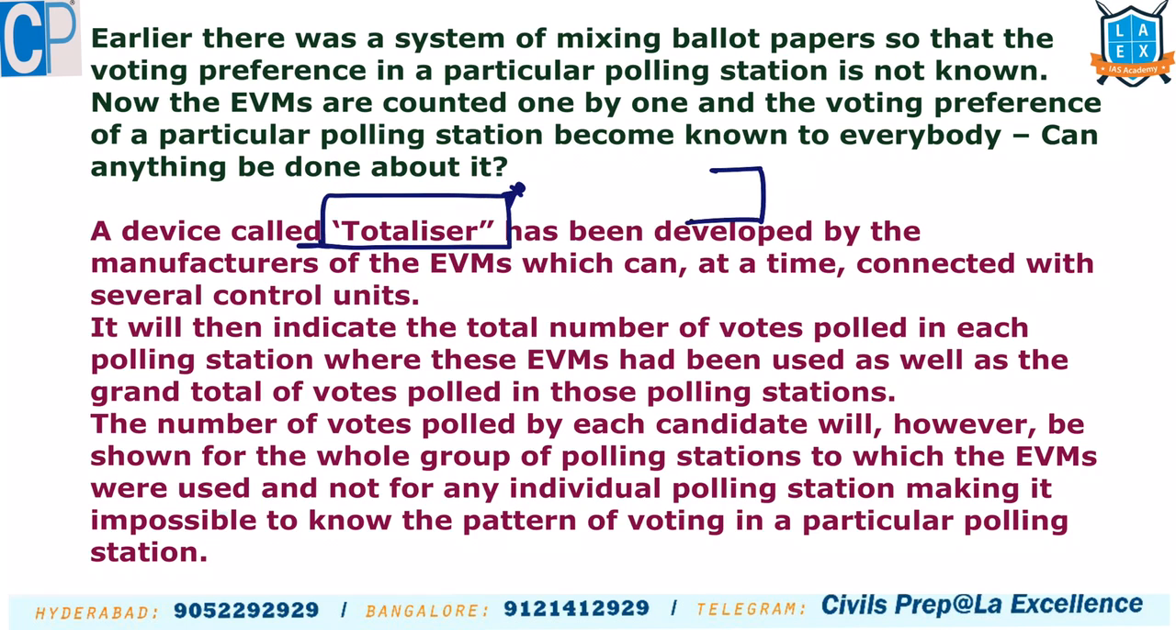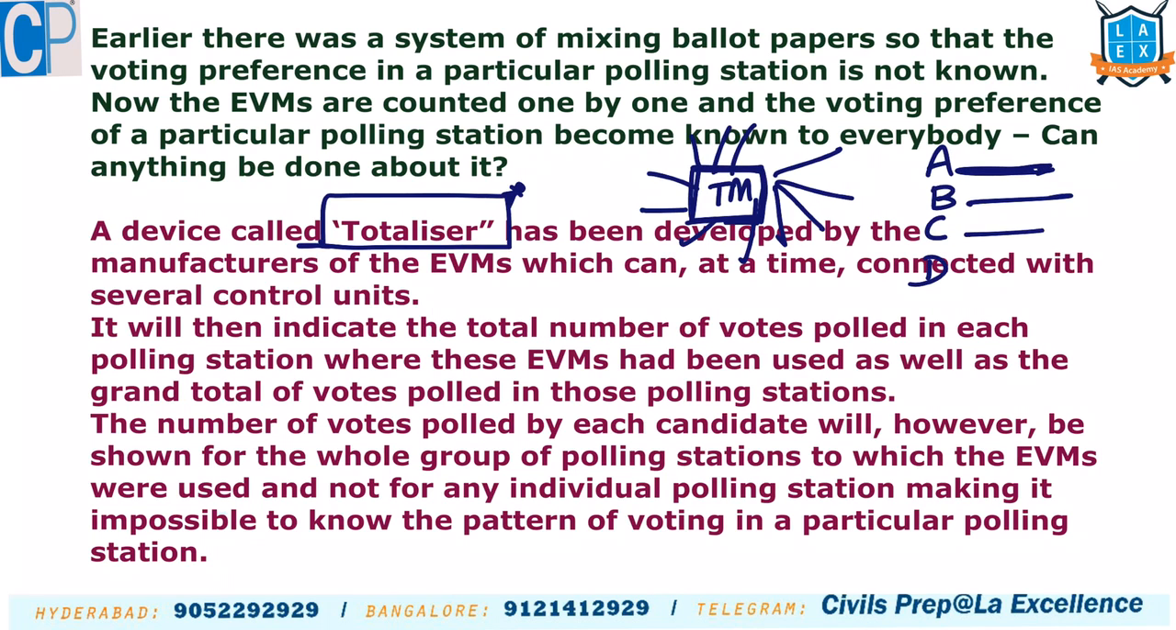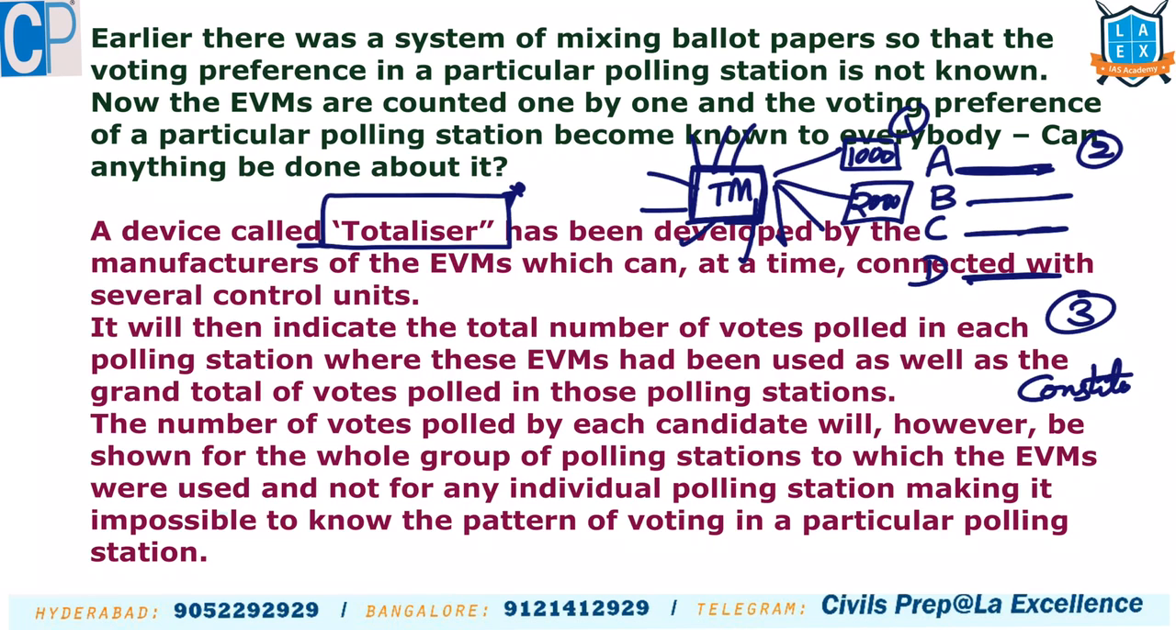This is the Totalizer Machine. To this machine, all the control units of a particular constituency can be connected, and at a time, all the votes polled for a single candidate, A, B, C, D, like that, can be displayed, along with all the votes polled in a particular polling booth. Let's say polling booth 1, 1,000 votes, polling booth 2, 2,000 votes, something like that. This will be shown, and individual candidates' votes are shown, then final constituency level votes are shown. This is how the voter preference of a particular polling station is not known, using the totalizer machine.